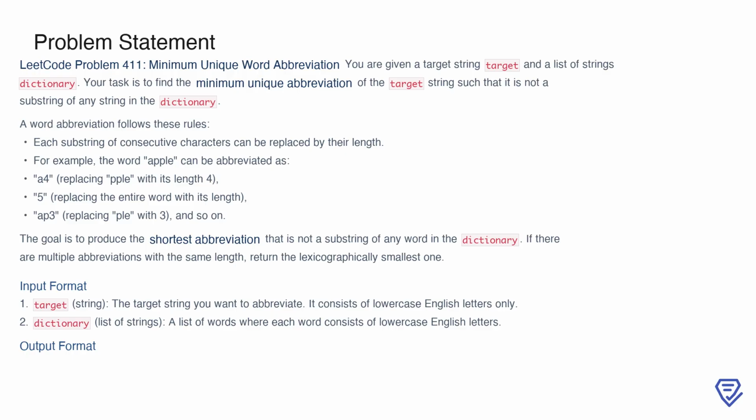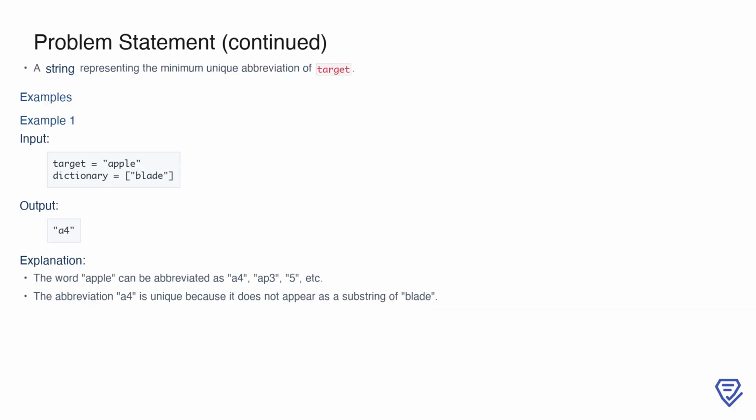An abbreviation is created by replacing consecutive characters in the string with their count. For example, the word apple can be abbreviated as a3e or 5, where the entire word is replaced by its length. Other examples include ap3, ap2, and so on. The challenge lies in finding the shortest possible abbreviation that meets these criteria. If there are multiple abbreviations of the same length, you should return the lexicographically smallest one. The output of the problem is a string that represents the minimum unique abbreviation of the target string.